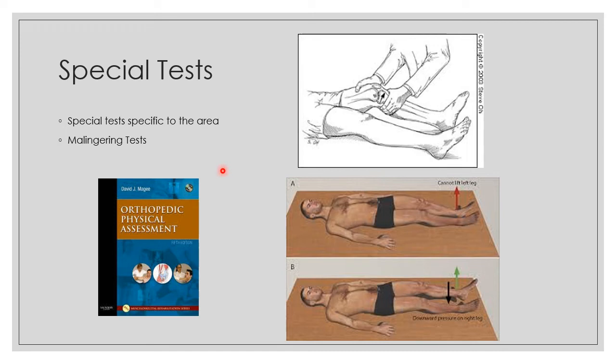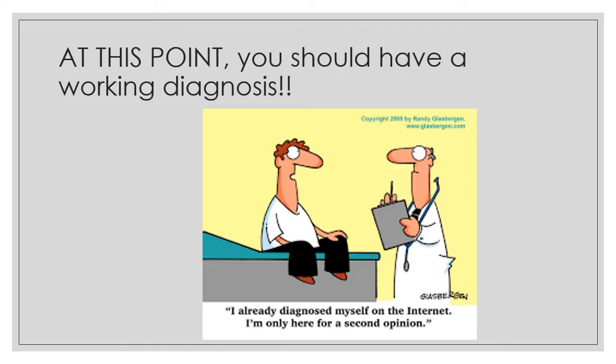If you're interested in these special tests, there's one book by McGee, the Orthopedic Physical Assessment. If you have classmates or physical therapists or occupational therapists, they should have a copy of this book. You can download this online, either legally or illegally. I won't be dealing with the special tests, and this should have been discussed during your second year. So at this point, after history and PE, you should have a working diagnosis.